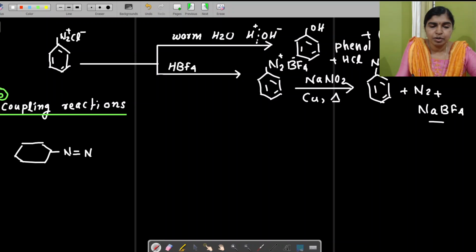as N double bond NCl. So this is benzene diazonium chloride. When it reacts with phenol, how will you write the structure for phenol?